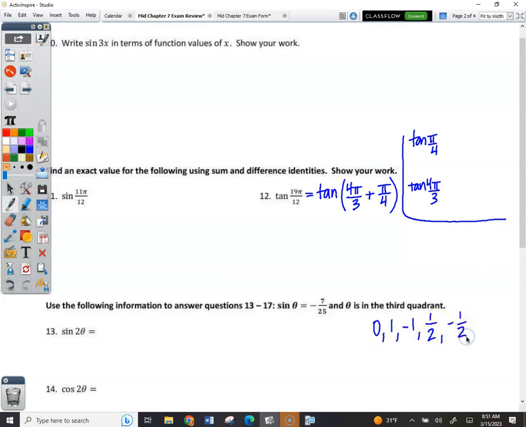Can someone tell me where I'm getting these numbers? Yeah, I'm just pulling them from the unit circle. And then the ugly numbers from the unit circle are these 2, right? Aren't those the only ugly numbers on the unit circle? Oh, square root of 2 over 2. I forgot. You got that one.